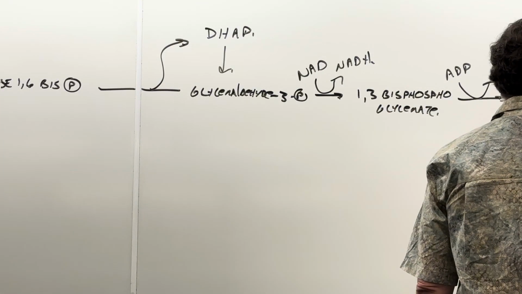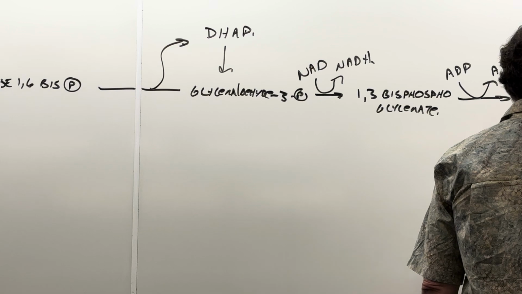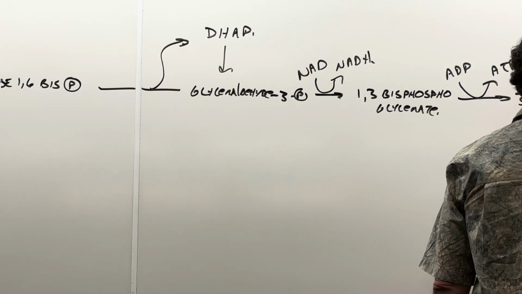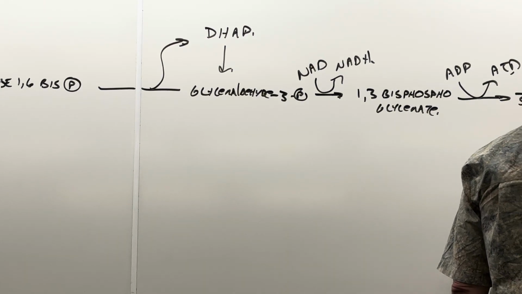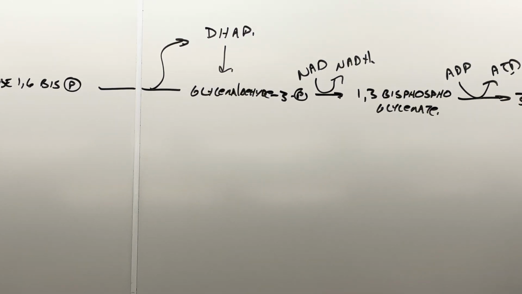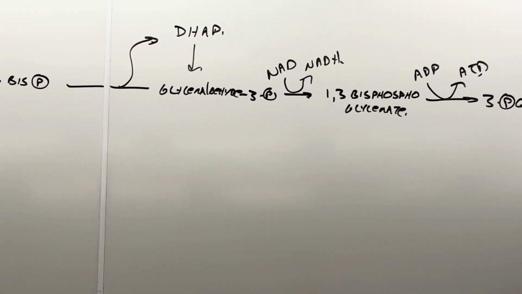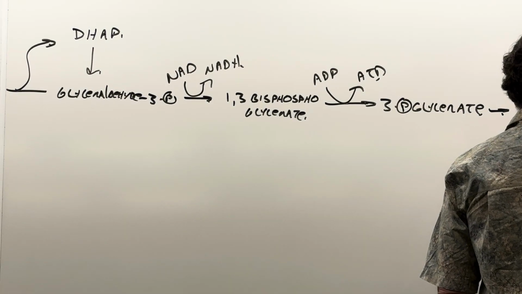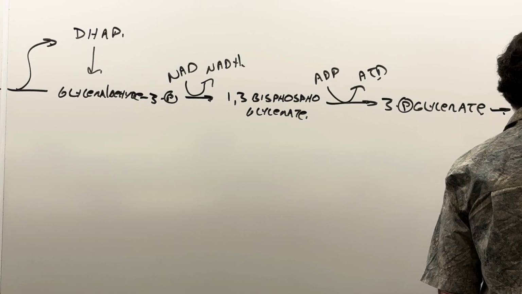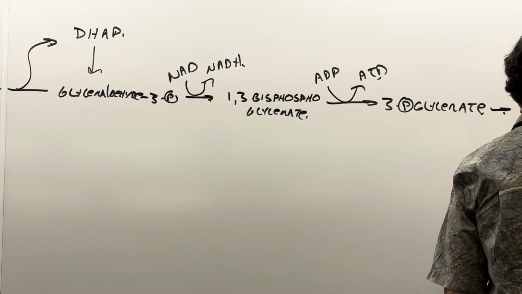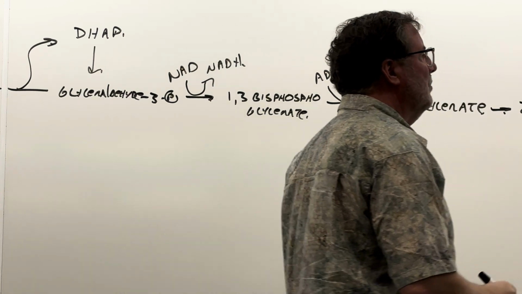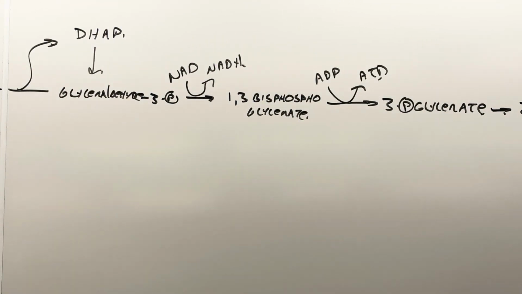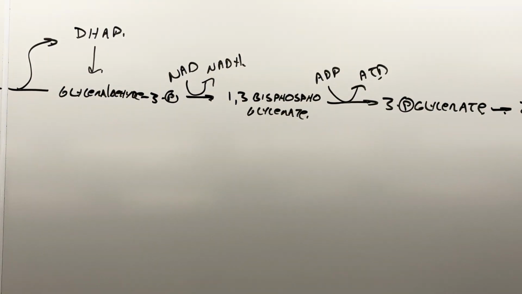Then 3-phosphoglycerate, then 2-phosphoglycerate, then phosphoenolpyruvate, then pyruvate, and then this is ATP, ADP? Yeah, this is ADP. ADP makes ATP. All right, so those are the 10 reactions of glycolysis.